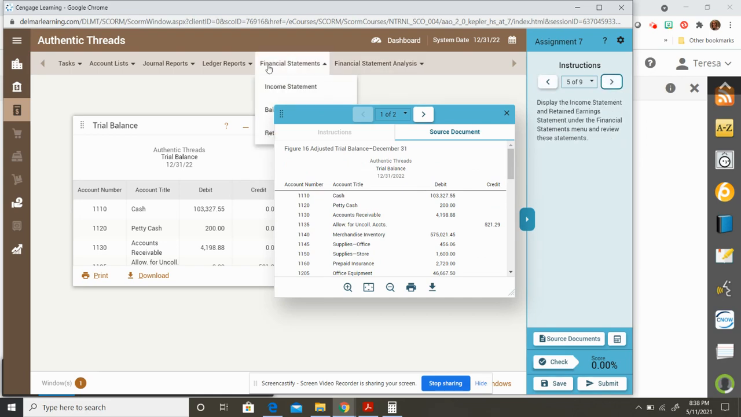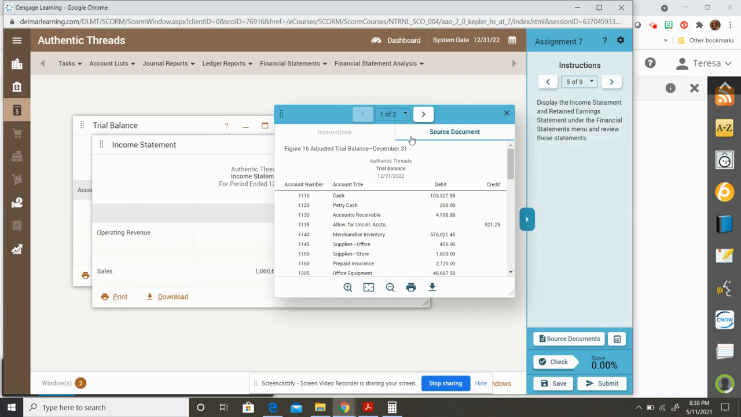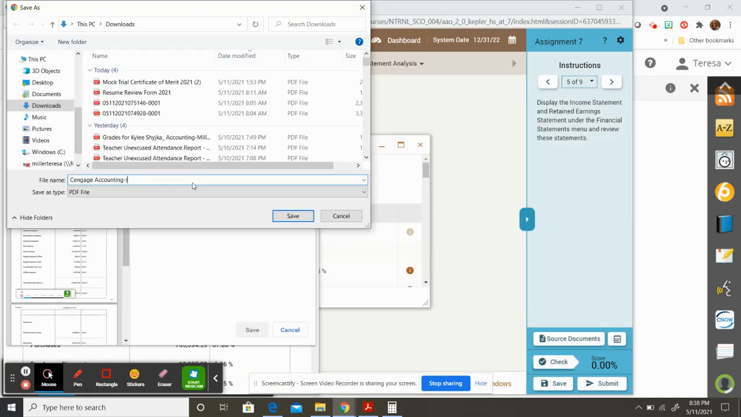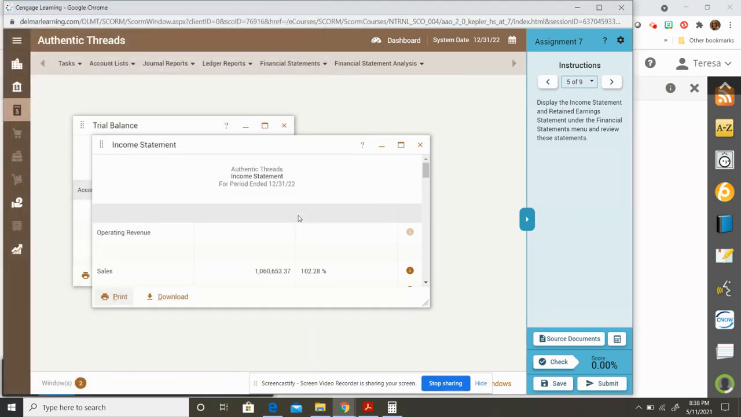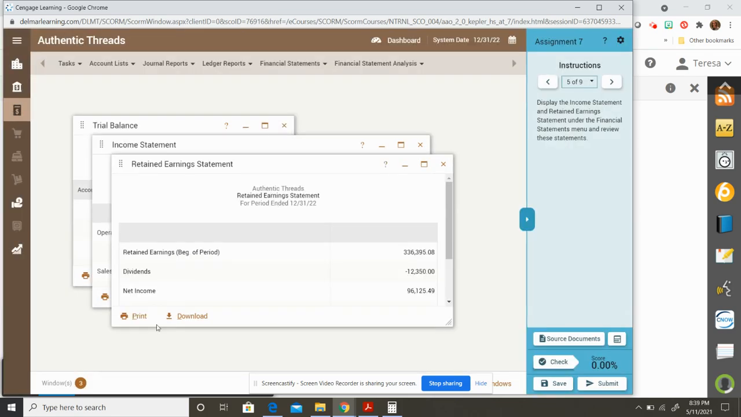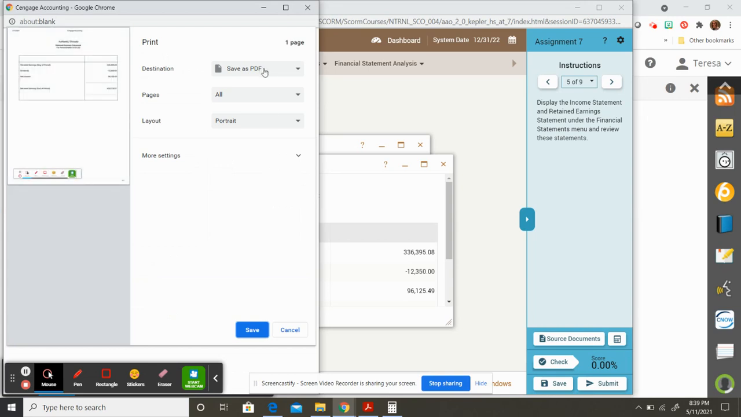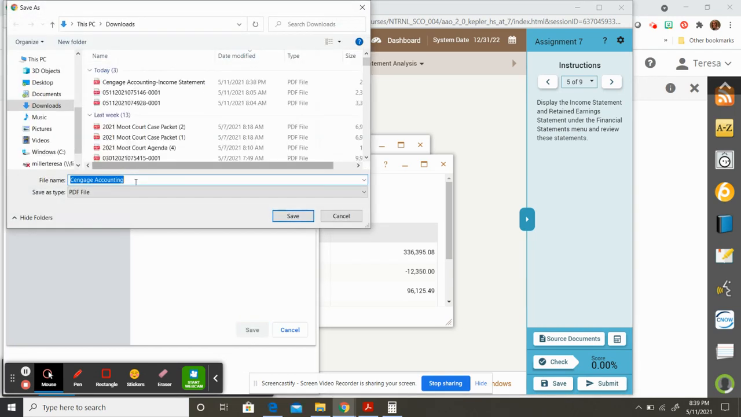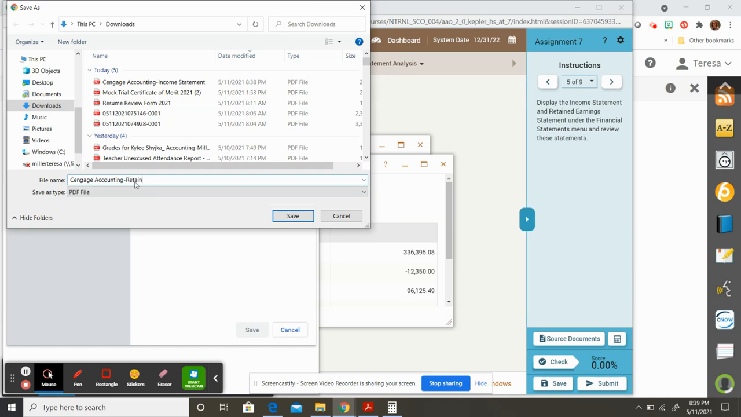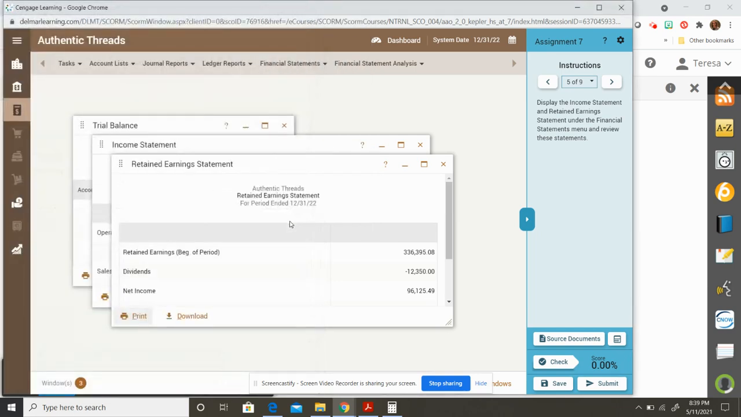I want you at this time now to display your income statement, and I want you to print the income statement, and then I want you to upload it to the Canvas assignment that says authentic. Then you are going to go to your retained earnings. You're going to print, you're going to save it as a PDF, you're going to save it as retained earnings, and then again you will upload it. And this is equivalent to your statement of stockholders' equity.